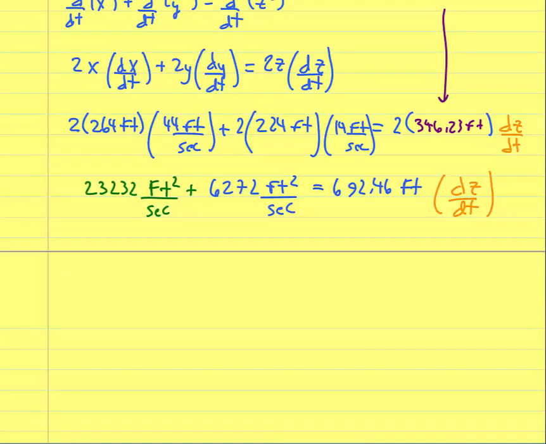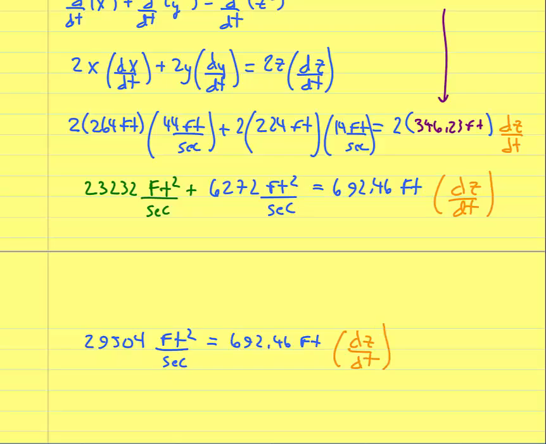On the left hand side of the equation I would add 23,232 plus 6,272, and I'd end up with 29,504 feet squared per second equals the right hand side, 692.46 feet, and this is dz dt that I'm trying to solve for.